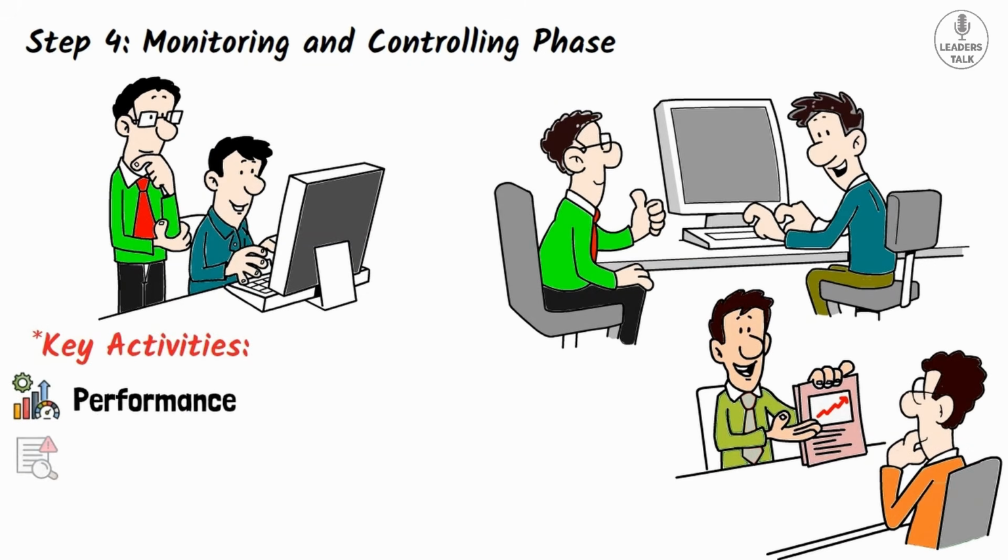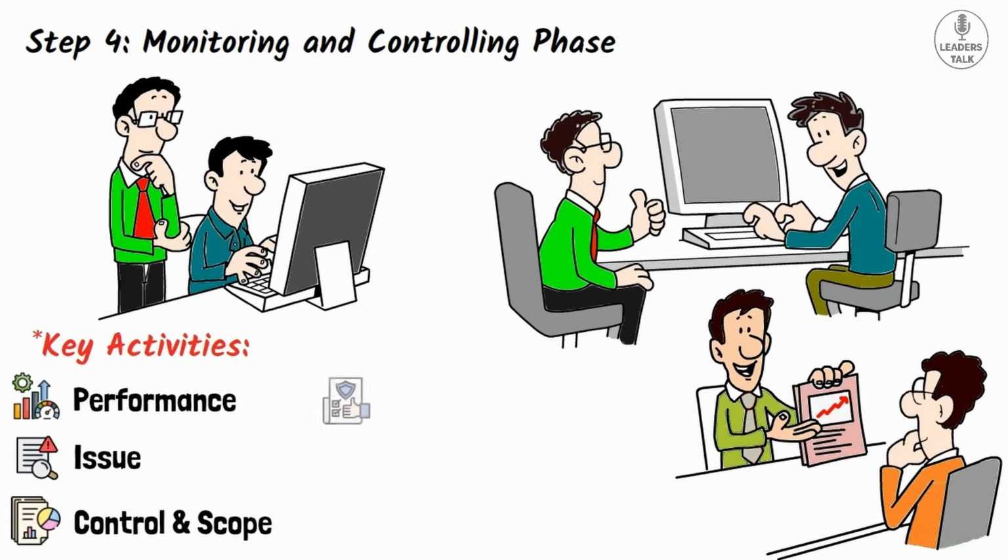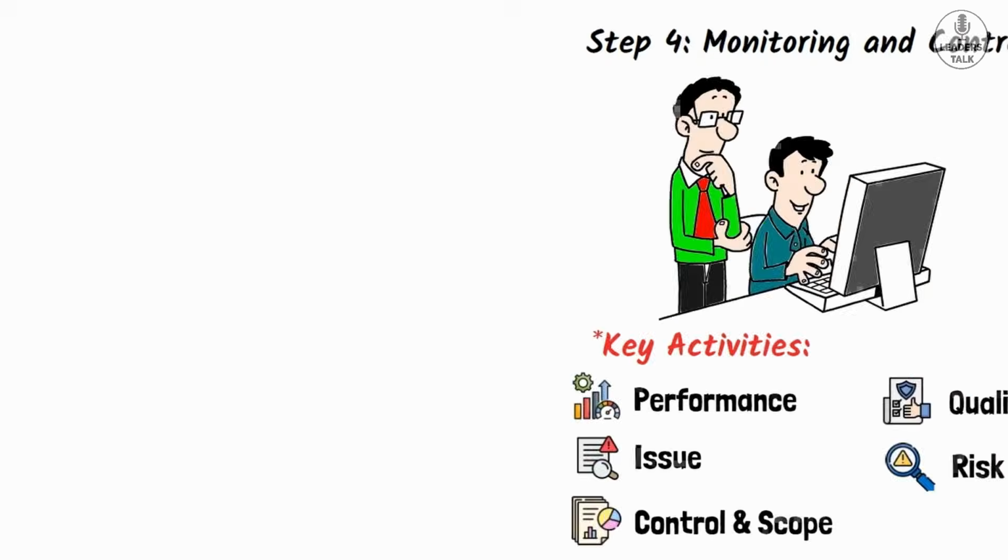Key activities. Regular project performance measurement. Issue identification and resolution. Change control and scope management. Quality assurance and control. Risk management and mitigation.